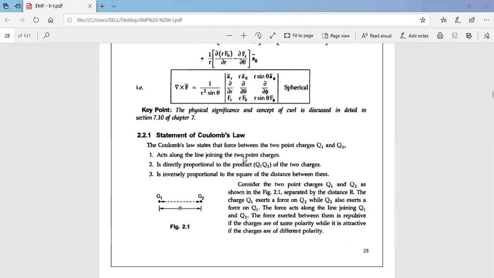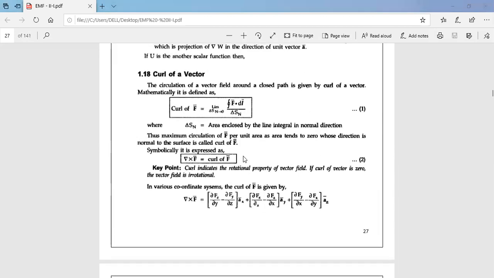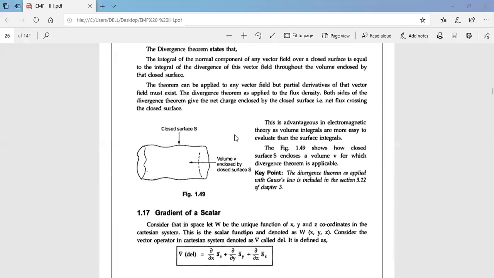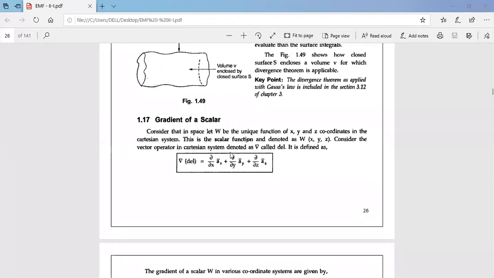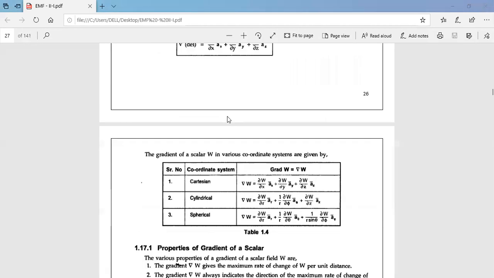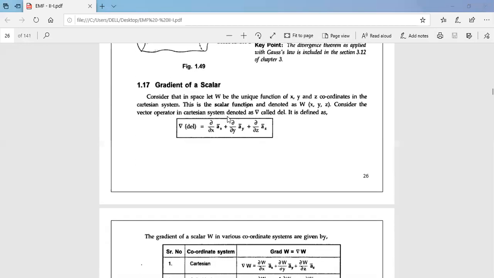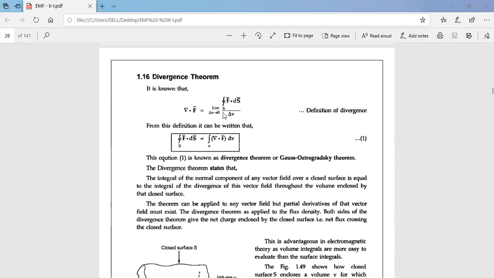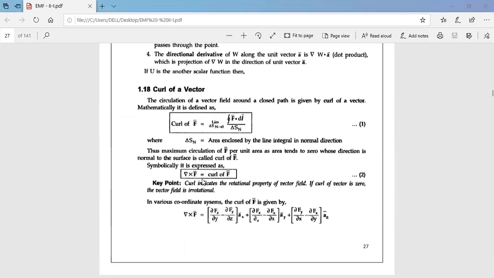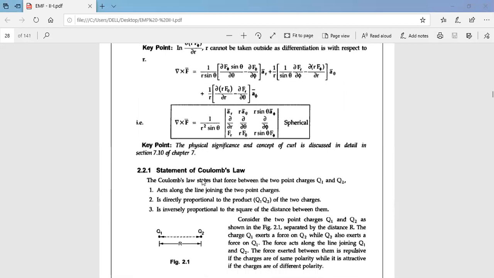All right. So next class in about 5 minutes, we'll be able to run through the dot product and cross product, and then we'll do the divergence theorem and the curl of a vector, and then we move on to electromagnetics.